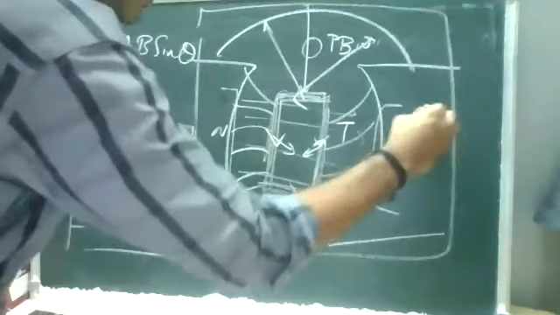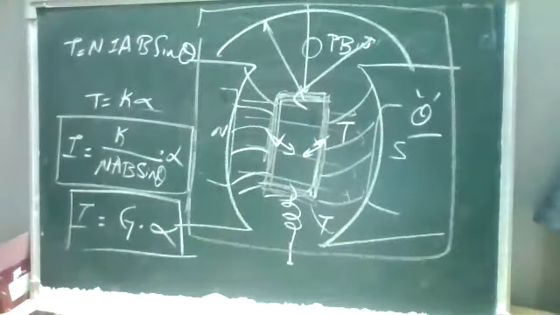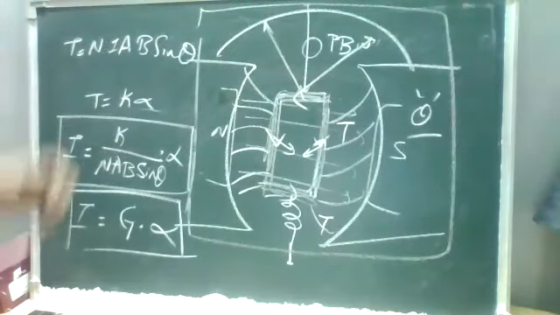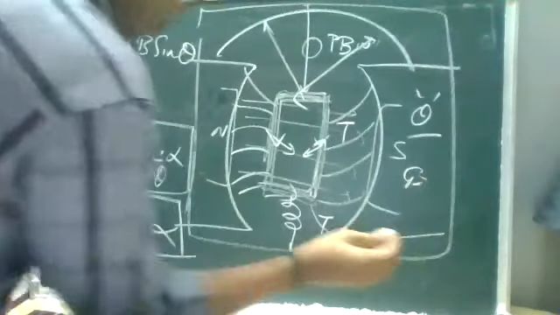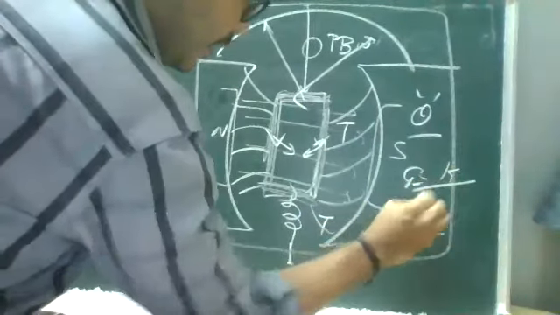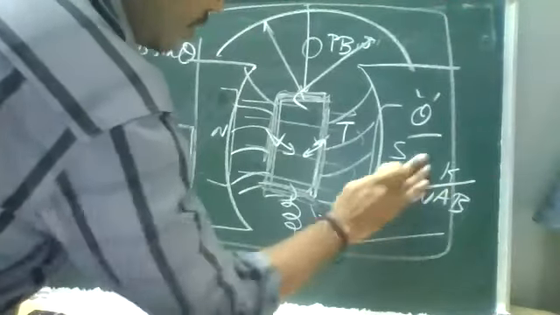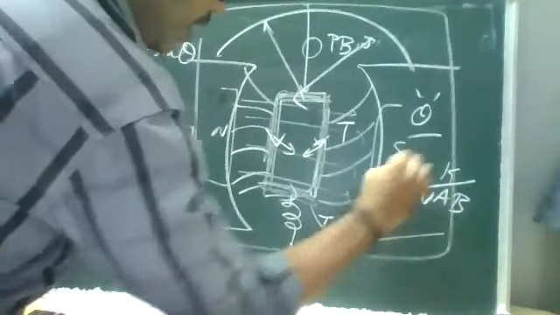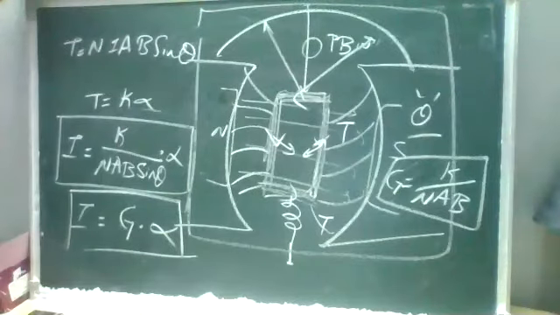Then we can neglect the angle theta; sin theta can be neglected. When we take the radial magnetic field, to avoid magnetic field leakage we use this curved structure. So this is your radial magnetic field. Memorize the formulas: to avoid the angle theta, we take the radial magnetic field, so G is equal to K by NAB.